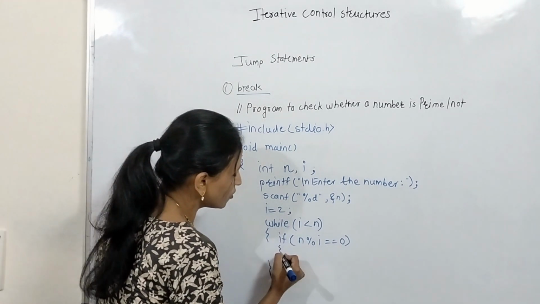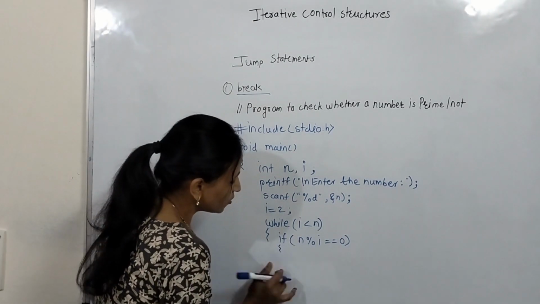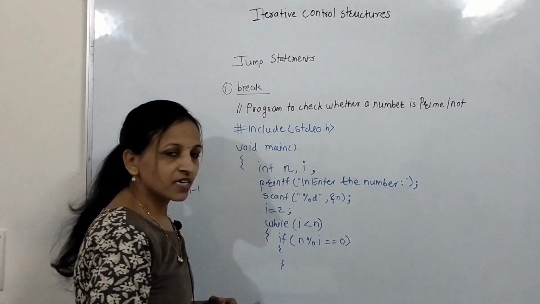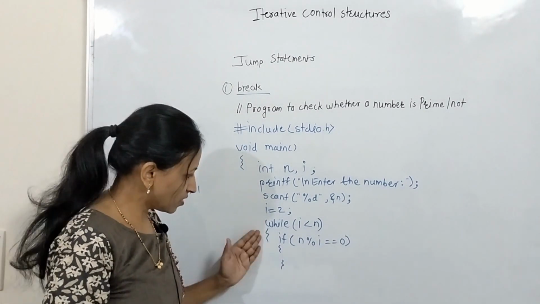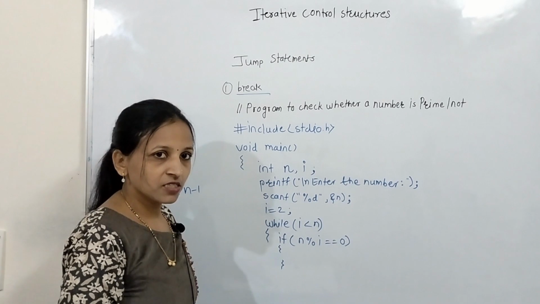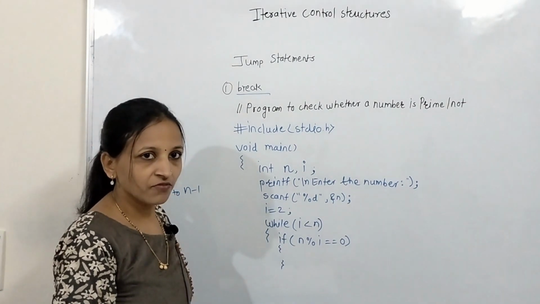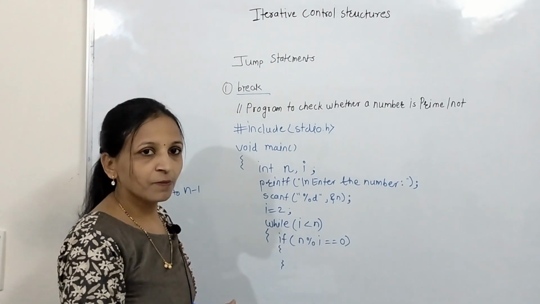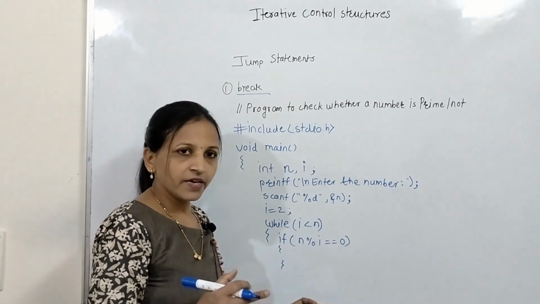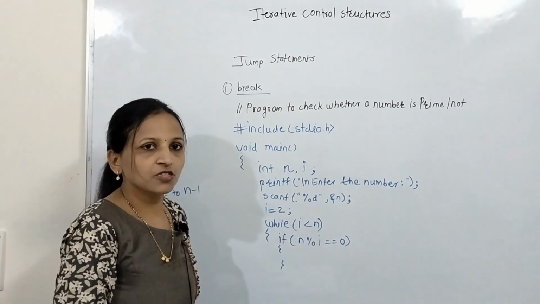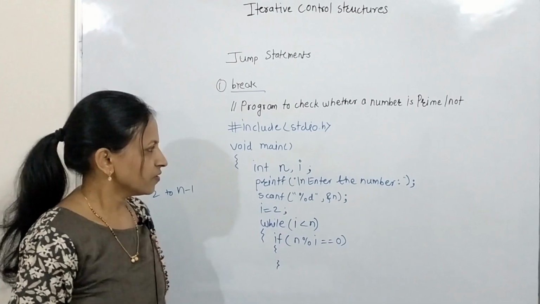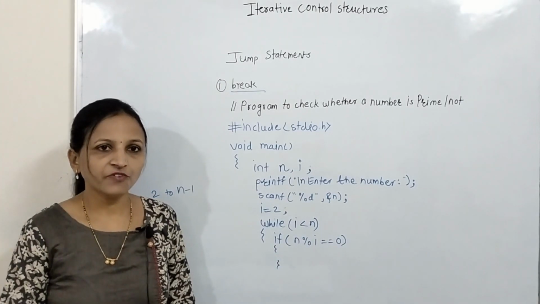But before using break, I will use one flag variable, and I will set it, so that after coming out of that while loop we can check the value of the flag. If it is 1, then the number is not a prime number. If it is 0 as it is, it means this condition is not met. Now here we will take one flag variable.